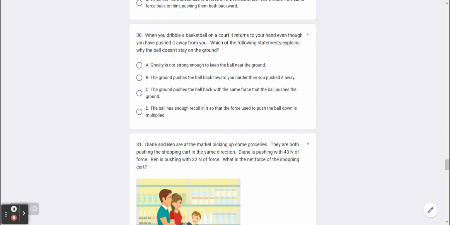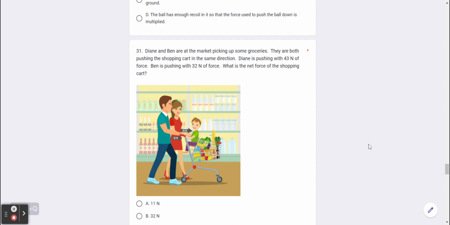30. If you dribble a basketball on a court, it returns to your hand even though you've pushed it away from you. Which of the following statements explains why the ball doesn't stay on the ground? A, gravity is not strong enough to keep the ball near the ground. B, the ground pushes the ball back towards you harder than you pushed it away. C, the ground pushes the ball back with the same force that the ball pushes the ground. D, the ball has enough recoil in it so that the force used to push the ball down is multiplied.